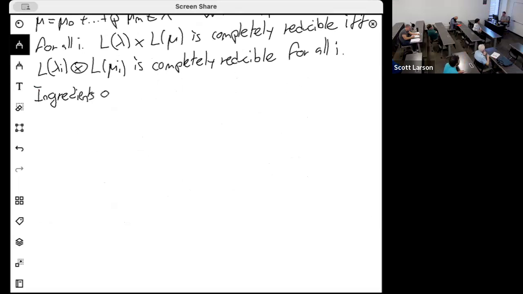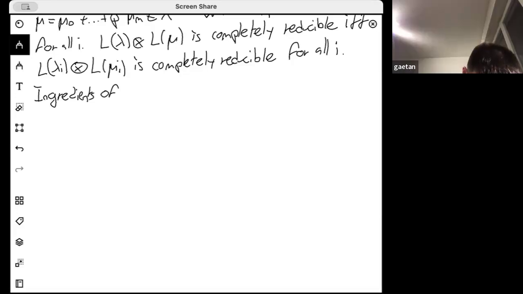We have a question. Yeah, sorry, the first one should be a tensor product at the top too, right? Like L(lambda). Oh yeah, sorry. Okay, it's a typo, yeah.